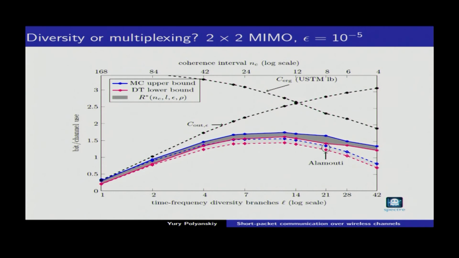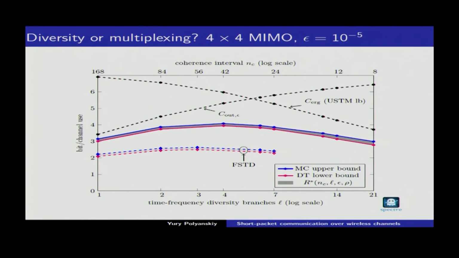Okay, so we also asked ourselves the question: what happens if we do some Alamouti? And you can see that it doesn't penalize you much, unless you are in the case where you have many diversity branches, which is natural. Okay, so same thing for the 4x4 MIMO. Here there is no Alamouti, as was well known, but there is this trick FSTD, and of course it costs you a lot because you don't exploit the multiplexing gain as much. So this is the computation for 4x4.